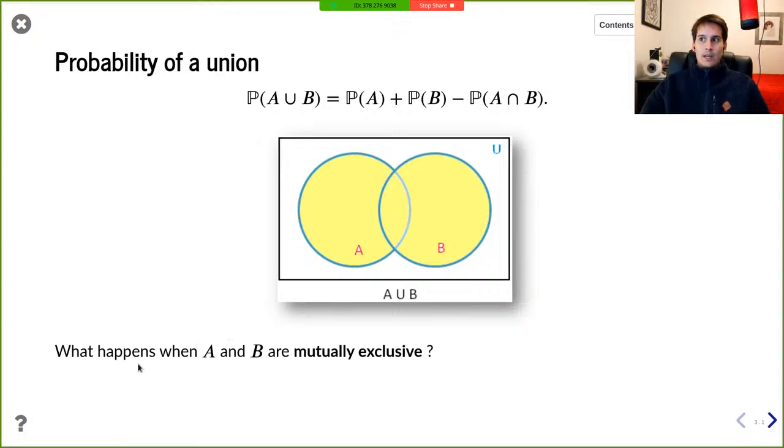And what happens when A and B are mutually exclusive is basically what I said in the beginning. When you have throwing a 2 and a 3, those events cannot happen at the same time, therefore they are mutually exclusive. And when that happens, the term here that is subtracting probability just goes to 0.